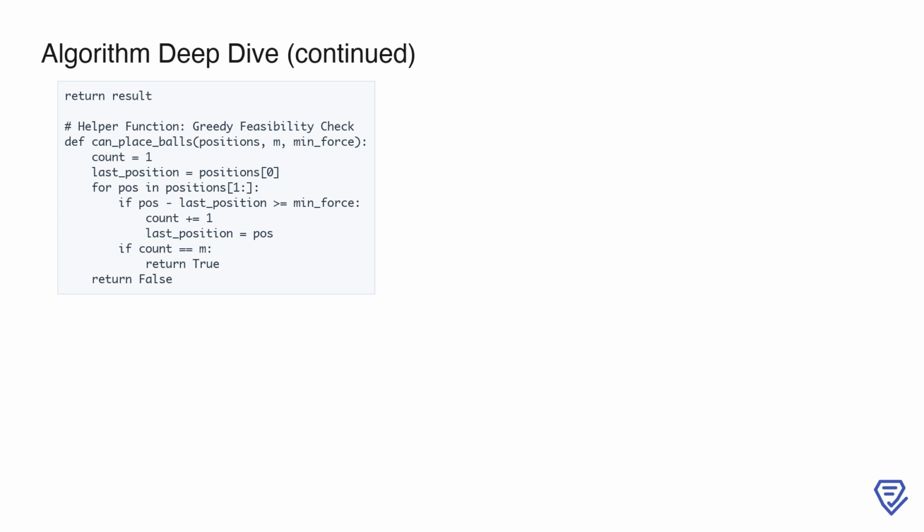The helper function, can_place_balls, performs the greedy feasibility check. It starts by placing the first ball at the first position and iterates through the array to place additional balls, ensuring each new ball is placed at a position that maintains at least min_force distance from the last placed ball. The function returns true if all M balls are successfully placed and false otherwise. This helper function ensures that we can efficiently test each candidate magnetic force during the binary search. By combining the binary search framework with this greedy feasibility check, we achieve an optimal and efficient solution to the problem, balancing the need for maximizing the magnetic force with the placement constraints of M balls.